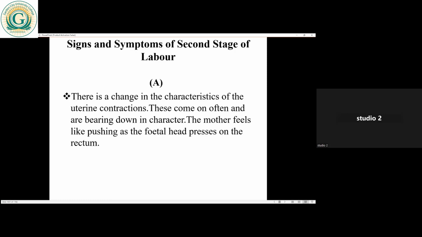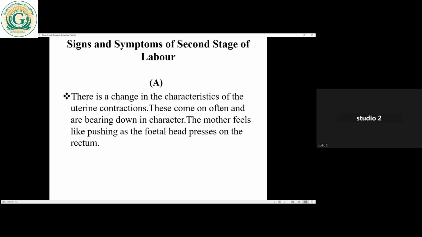Look at the second stage. The characteristics of the pain change. It becomes very strong, and this is the time the woman acts like she wants to deliver. The pain becomes bearing down in character. And sometimes these women even call to you that they want to attend nature's call. "Aunty, I want to go to the toilet. Aunty, I want to go to the toilet."